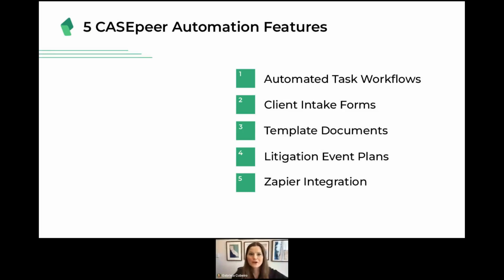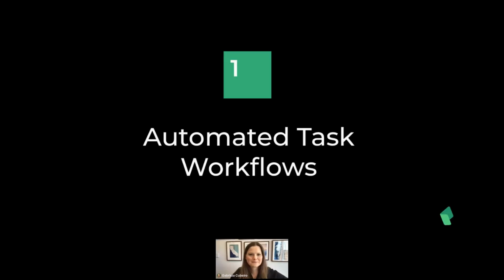So, really quick, our top 5 automation features, 5 of many: automated task workflows, client intake forms, template documents or document generation, litigation event plans, and our Zapier integration. And feel free to drop in the comments which one you're most excited to learn more about today. And we're jumping right in.